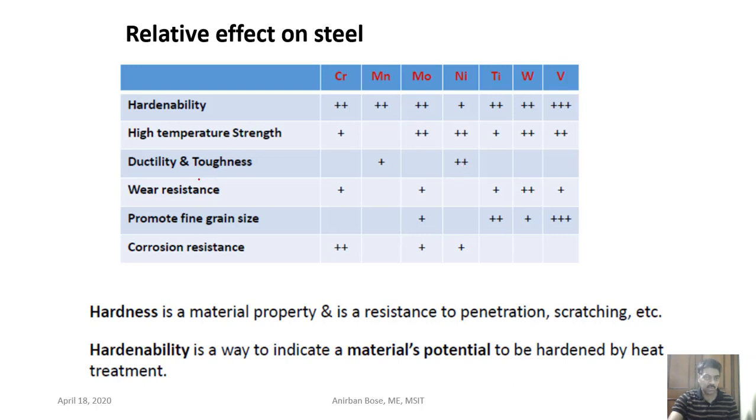So remember, hardness is a material property that we know, resistance to penetration or scratching, but hardenability is the way to indicate a material's potential to be hardened by heat treatment. Hardenability we have explained in detail in the phase transformation.